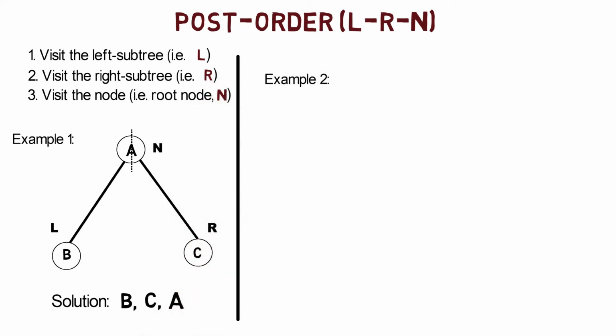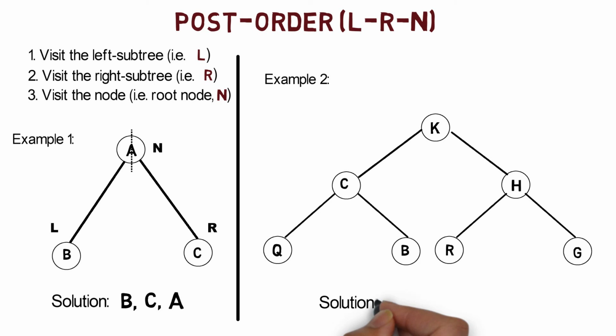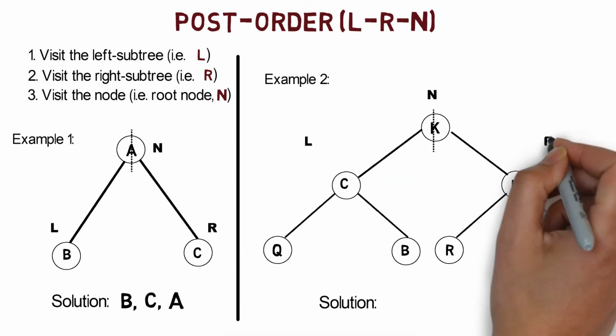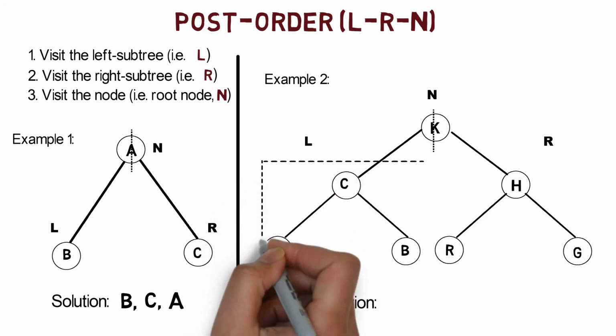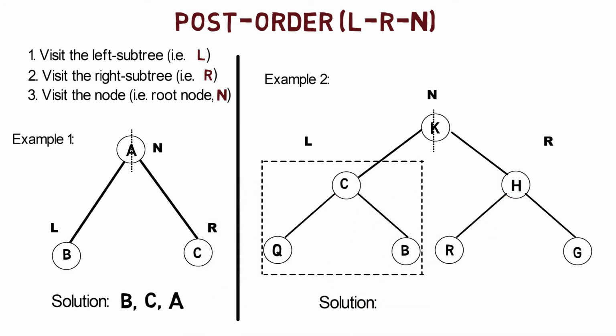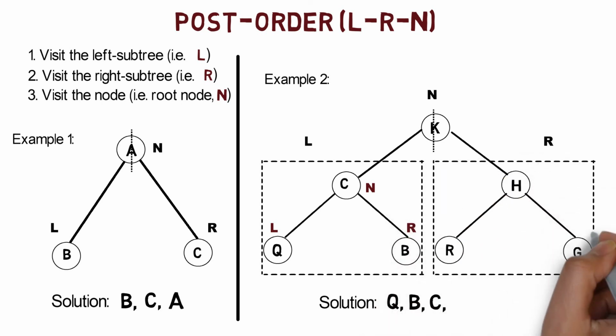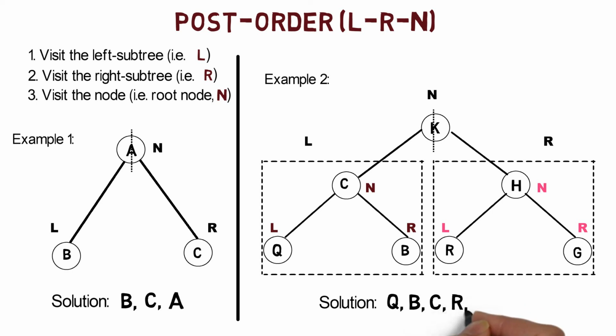As usual, we label K as our root node, and then the left subtree and the right subtree. We now consider the left subtree, then we traverse it as QBC, after which we visit our right subtree and traverse that as RGH. Then finally our root node K is being captured.